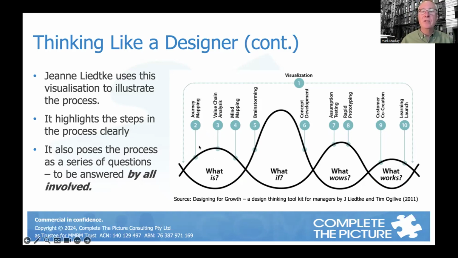So we need to understand what is, so the current situation. So that's doing some evidence gathering. So if it's patient flow, it might be journey mapping. If it's a patient going through the system, that makes sense. Value chain analysis, mind mapping, some brainstorming of ideas. What if we could do something completely different? No constraints. Now we've got to constrain it. So we've understood the problem, we've expanded our potential solutions. Now, what might work in our context?